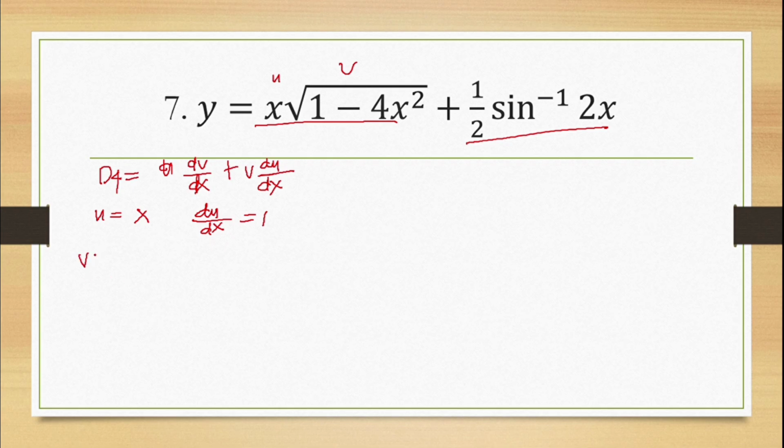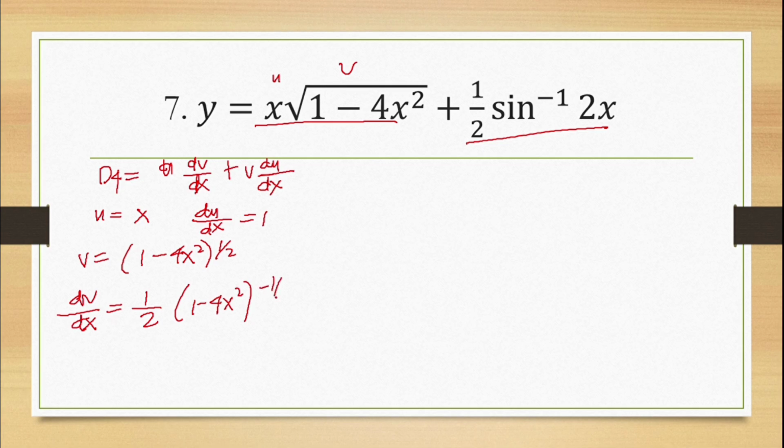Next we have our v, which we can express as 1 minus 4x squared raised to 1 half. So dv over dx is equal to 1 half times 1 minus 4x squared raised to negative 1 half times negative 8x, the derivative of u. So cancel this part, and this is negative 4x over the square root of 1 minus 4x squared.